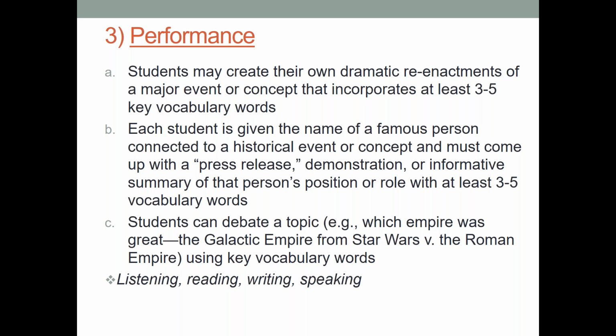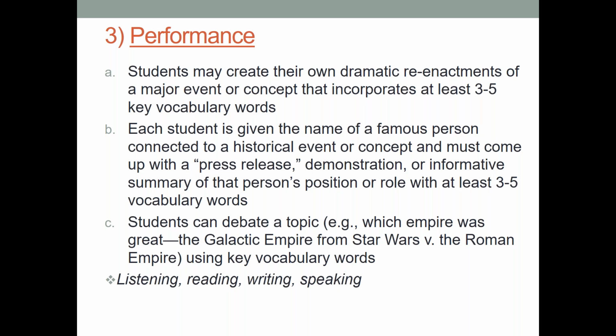So some ideas for this would be if the student was given the name of a famous person connected to a historical event, they would need to come up with maybe a press release statement or a video about what happened. They could pretend that they were giving a real life newscast on something that happened in ancient times. So there's lots of different creative ways that students can use the vocabulary, and the teachers can guide this as much as they would like. It's really about coming up with a script or some kind of narrative and really incorporating the vocabulary into that. And again, that's something that can be really easily worked into other projects that you have in your classroom.